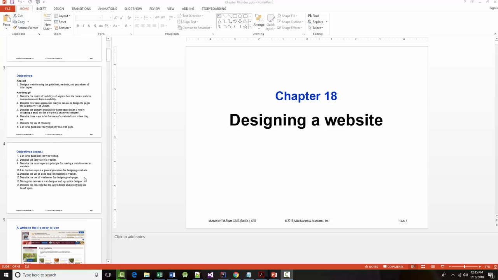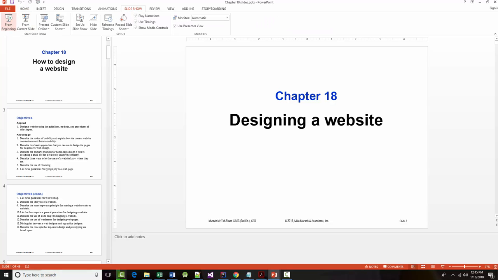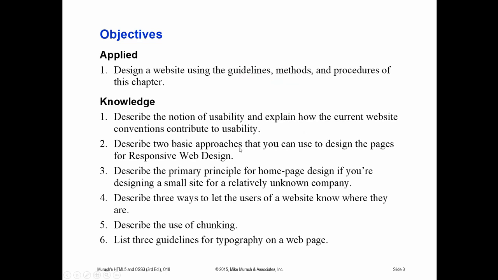Looks like we have, wow, 1 applied and 14 knowledge objectives. So let's go through those first. Our 1 applied objective: design a website using the guidelines, methods, and procedures of this chapter. Our 14 knowledge objectives: describe the notion of usability and explain how the current website conventions contribute to usability.